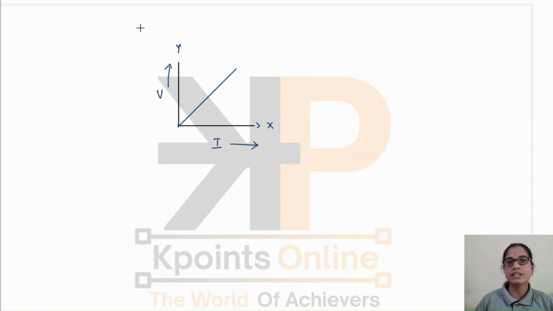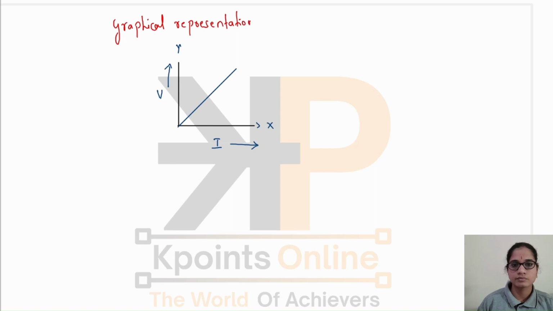So this is the graphical representation of potential difference versus current, that is, of Ohm's law. As V is directly proportional to I, we get a straight line passing through the origin. If the potential difference is completely zero, then no current will pass through the electrical circuit. As we increase the potential difference, the current will also increase.